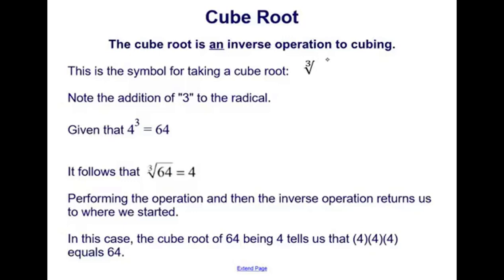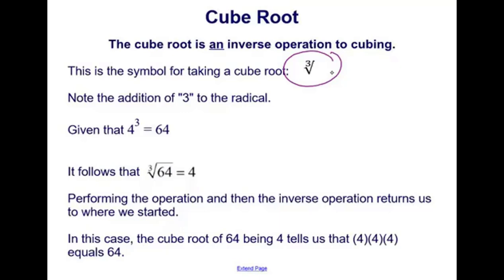This is the symbol for taking a cube root. It looks like the radical symbol, very similar to the square root, except we have an addition of the 3, this tiny little 3 on the top sitting on the radical. So that is the cube root symbol. So given that, if we go back to our example of 4 cubed equals 64, it follows that the cube root of 64 equals 4.